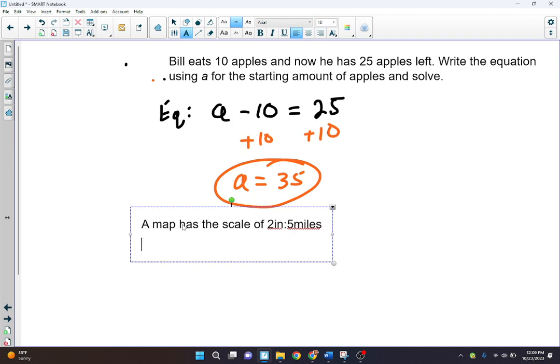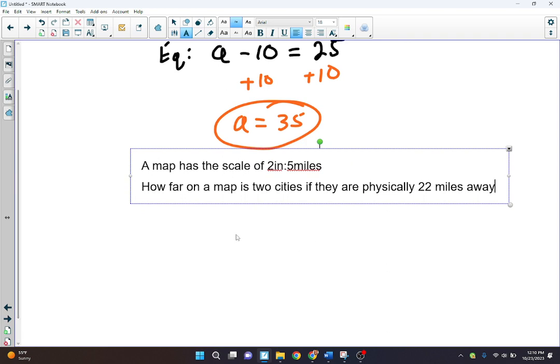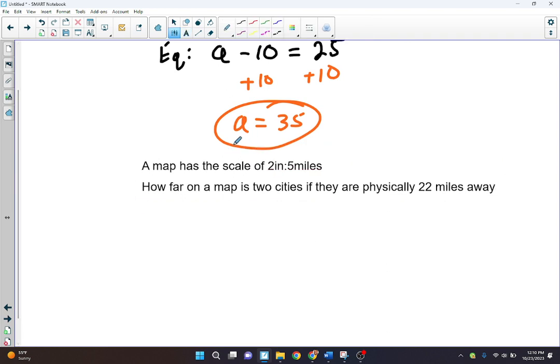How far on a map are 2 cities if they are physically 22 miles away? Okay. For this one, make sure when you set up the proportion, it's the same on top and bottom.